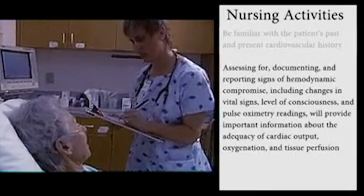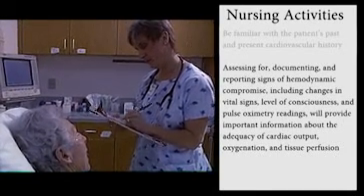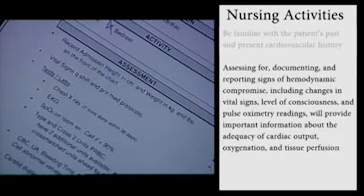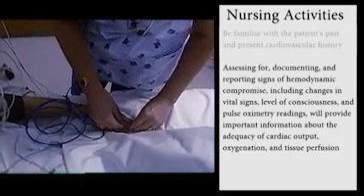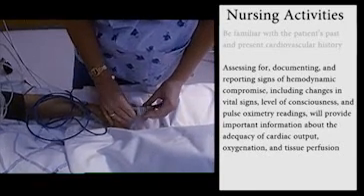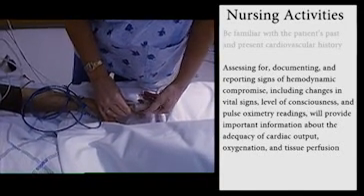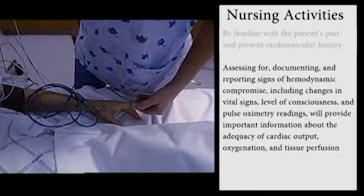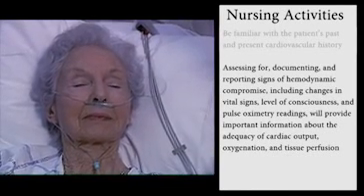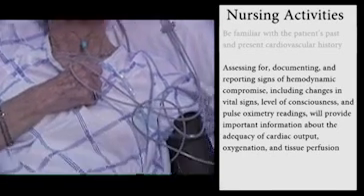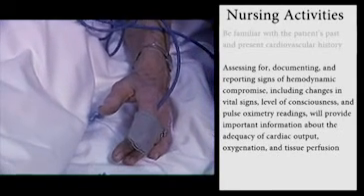Assessing for, documenting, and reporting signs of hemodynamic compromise, including changes in vital signs, level of consciousness, and pulse oximetry readings, will provide important information about the adequacy of cardiac output, oxygenation, and tissue perfusion. Such signs will also provide a basis for monitoring the progress and evaluating the effectiveness of medical interventions.